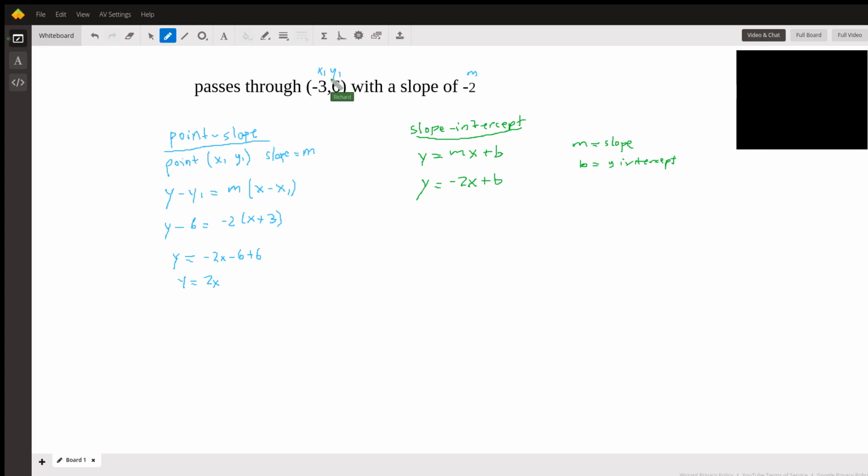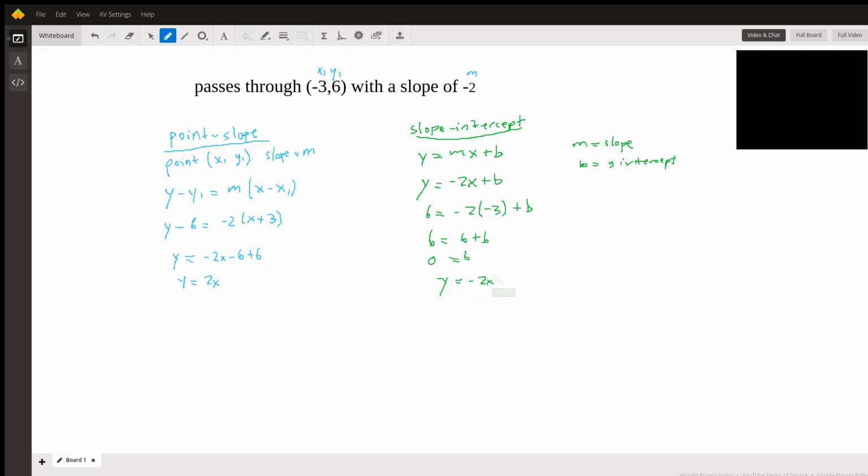But now we're going to apply the point. So when we apply this point, negative 3, 6, plug that into the equation. You're going to get 6 equals negative 2 times negative 3 plus b. Okay, because y is 6, x is negative 3. So 6 is equal to 6 plus b. So b would be 0. And you get the same answer, y equals negative 2x.